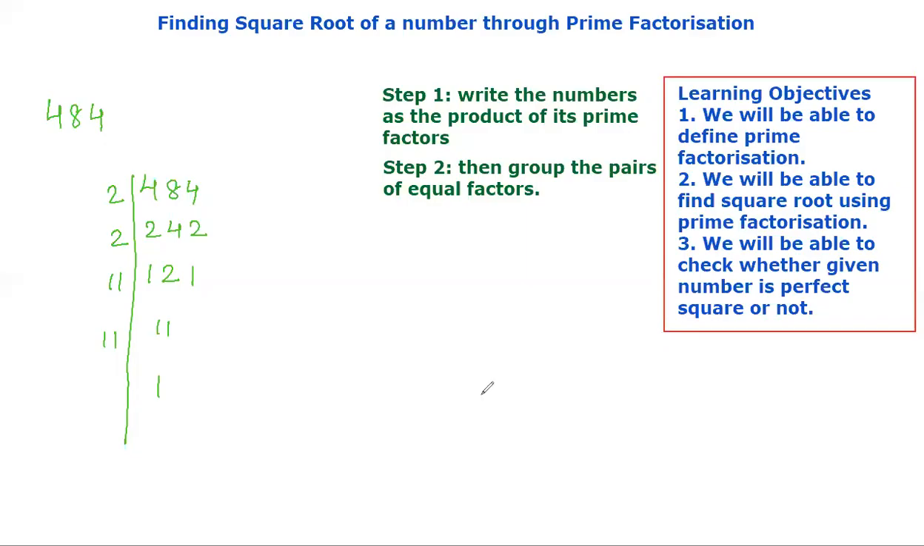Now my next step here is we have to group the pair of equal factors. So I will be writing 484 as 2 multiplied by 2 multiplied by 11 multiplied by 11. Now my second step is to make groups of the pairs, right? Now pairs means it will have two numbers. So now here you can see that I have made the pairs, right?